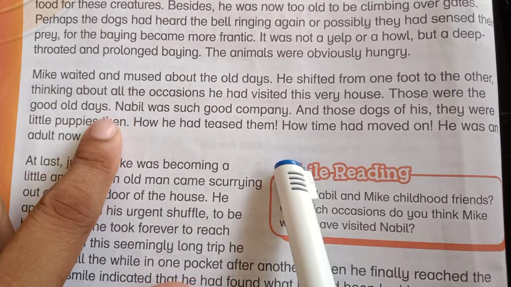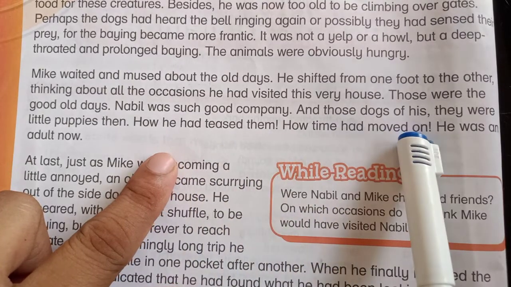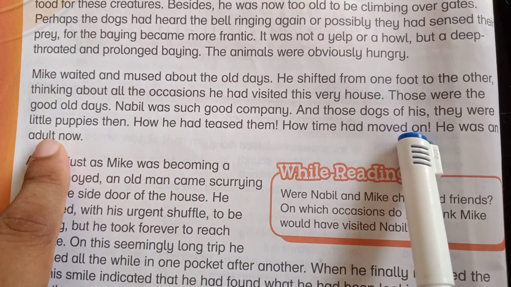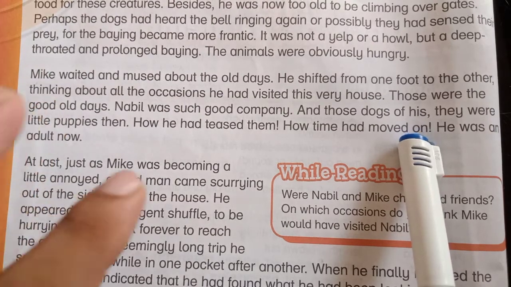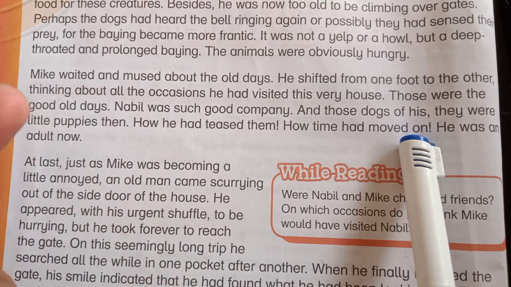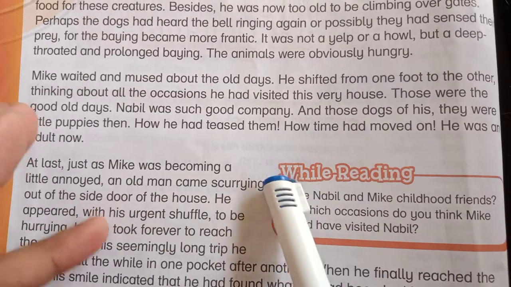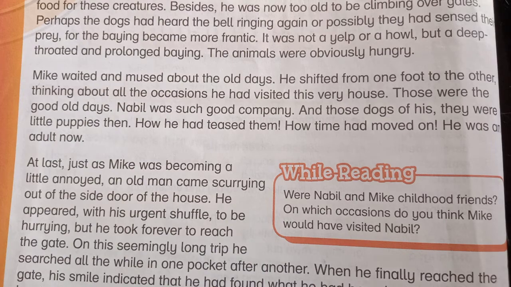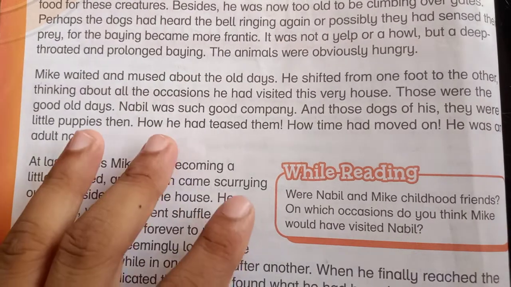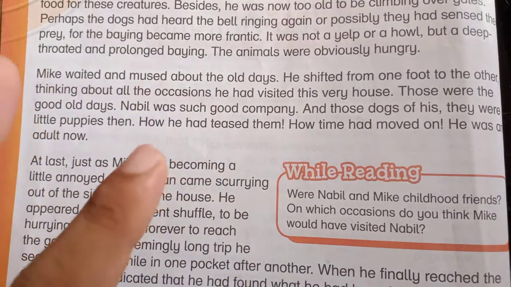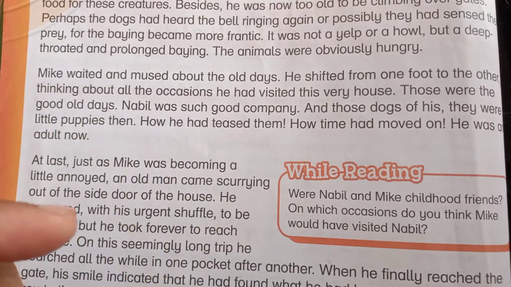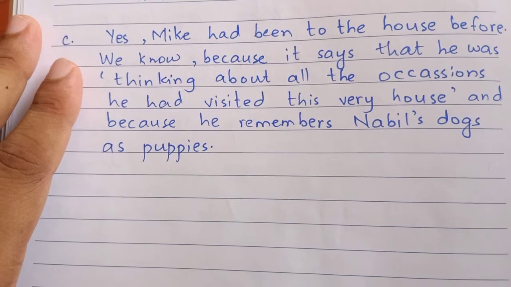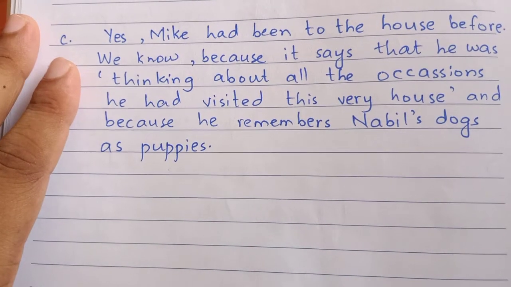Those were the good old days. Nabil was such a good company, and those dogs of his, they were little puppies then. So he also remembered that Nabil had puppies. The dogs that were barking now were puppies then, and how he had teased them, how time had moved on. He was an adult now. So these sentences are telling us that he had visited Nabil's house before also. So we'll simply write that yes, Mike had been to the house before.